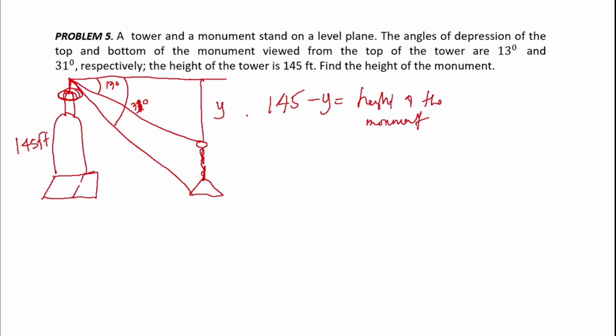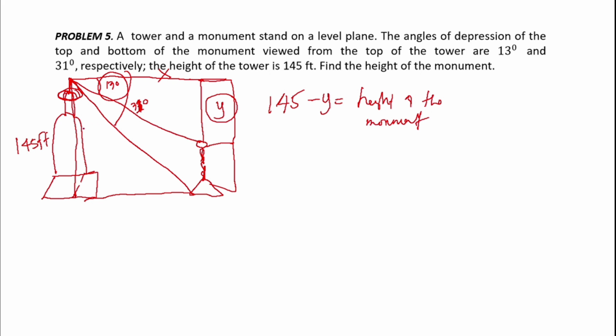We're just going to subtract it from 145 because this is 145 from here to this part. So in order for us to solve for the height of the monument, we have 145 minus this part is equal to the height of the monument. In order for us to solve this one, we make use of 13 degrees, the y, but we are lacking the x here. To solve for x, we have to compute the same process a while ago. We have to subtract it.